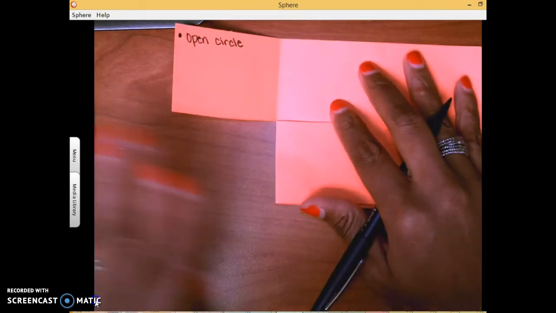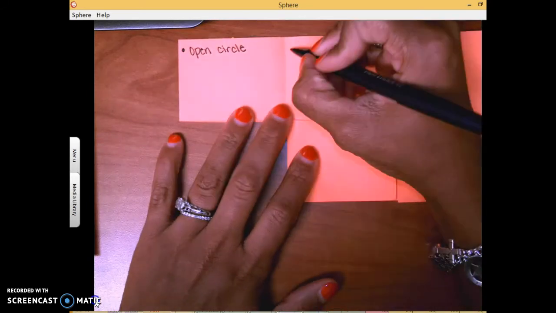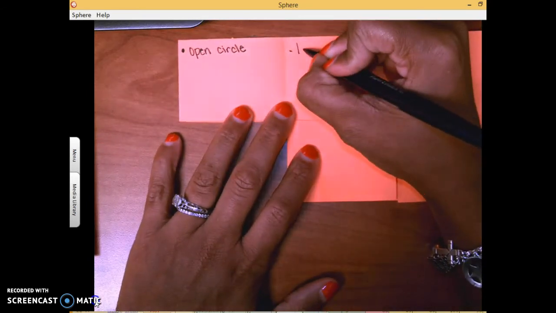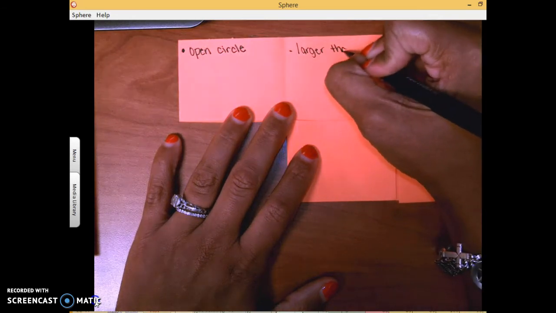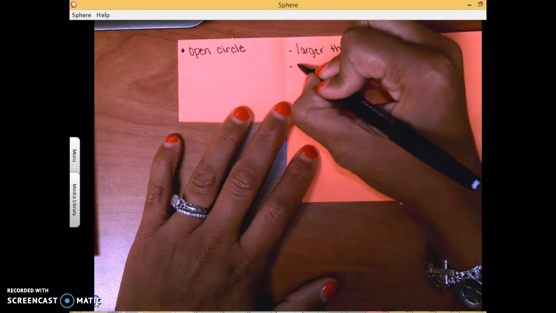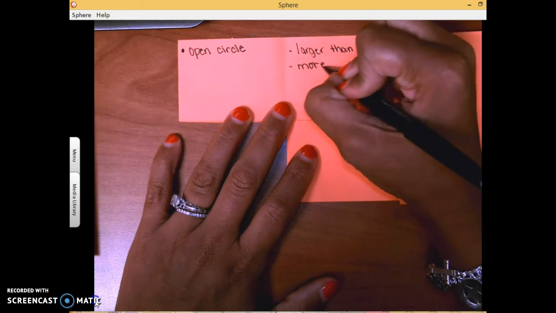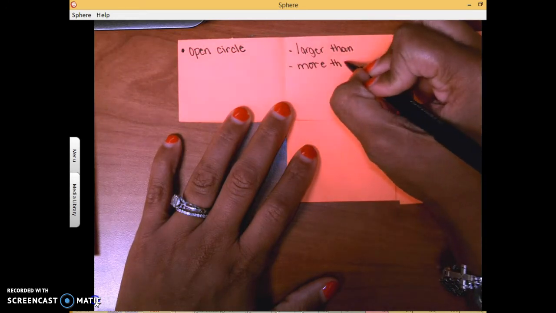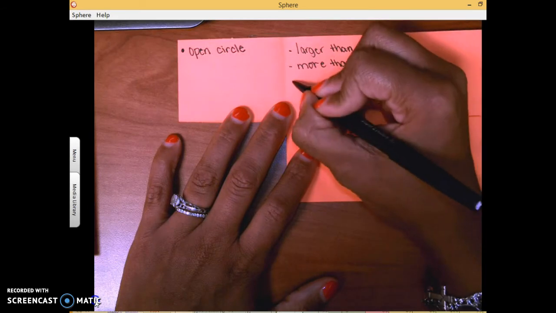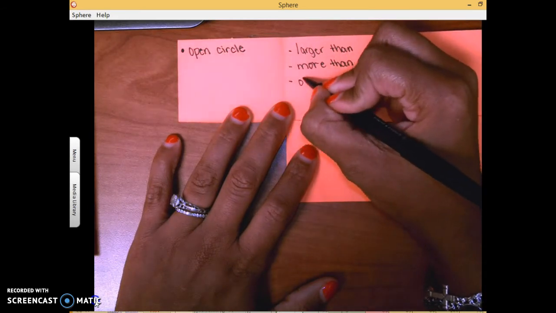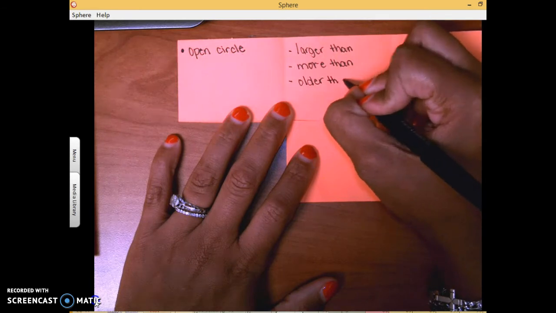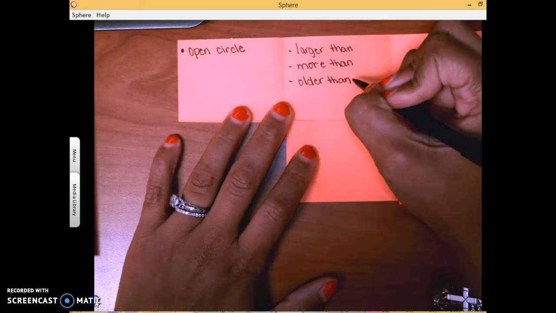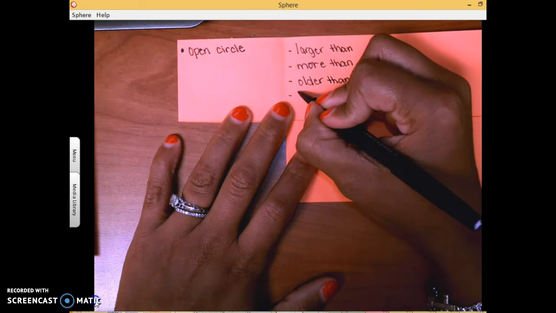Okay, so hopefully you came up with a lot of words. Under greater than, we're going to put larger than. What about more than? It's not really that many. Think of word problems. How can I say greater than? What about older than? Okay. Or larger or longer than.